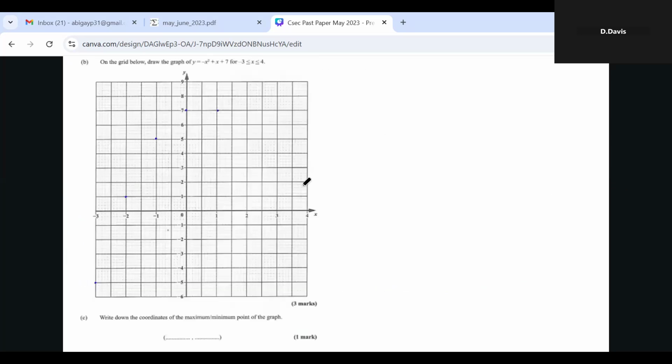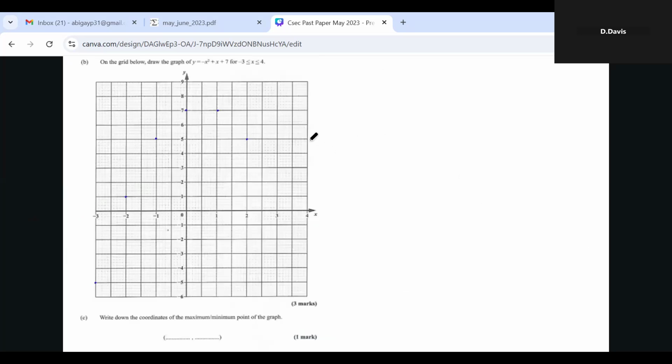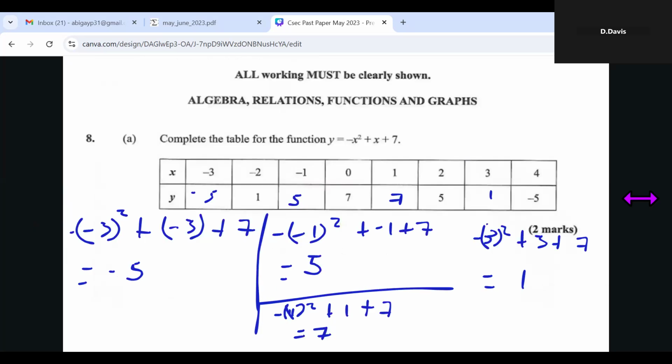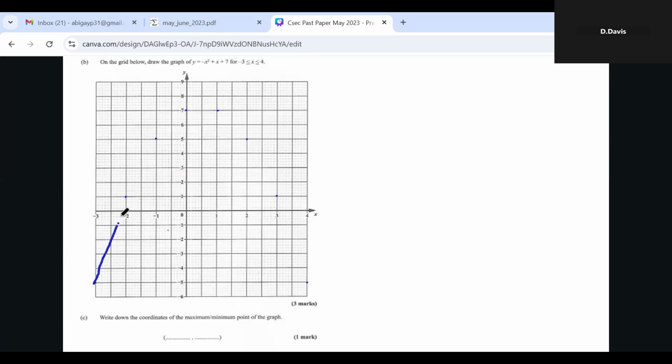2 and 5 will be right here. 3 and 1 will be right here. The last one is 4 and negative 5 will be right here. So then we're going to plot the points. All right. So mine is not drawn to scale. So just make sure yours is a little bit precise.